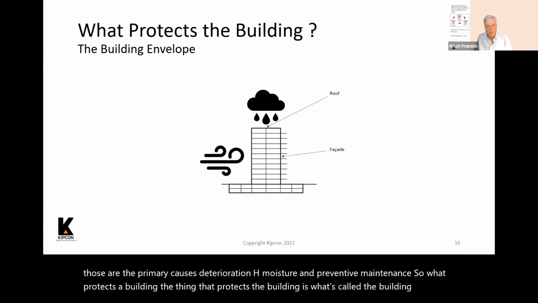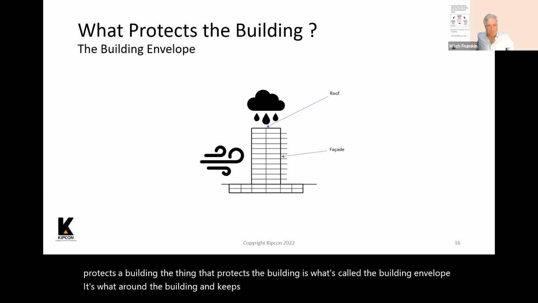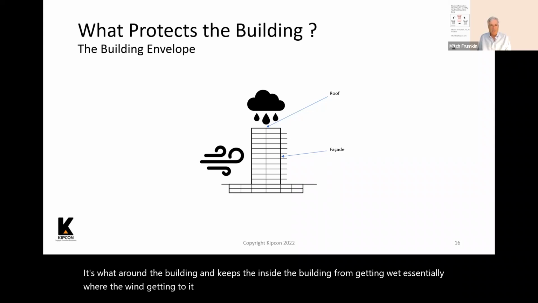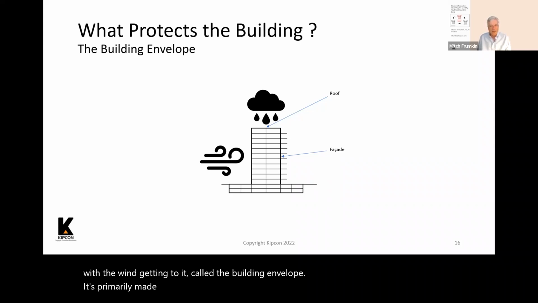It's what's around the building and keeps the inside of the building from getting wet, essentially, or the wind getting to it. It's called the building envelope. It's primarily made up of the roof and the facade, which are the sides of the buildings.